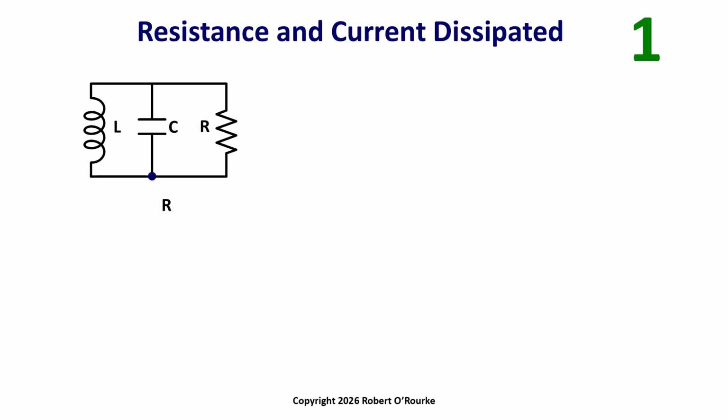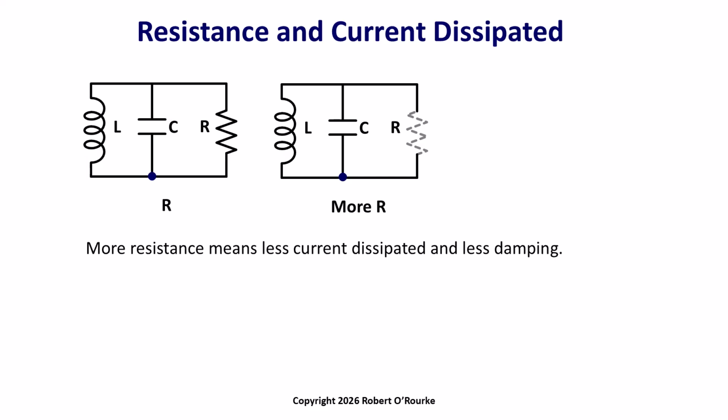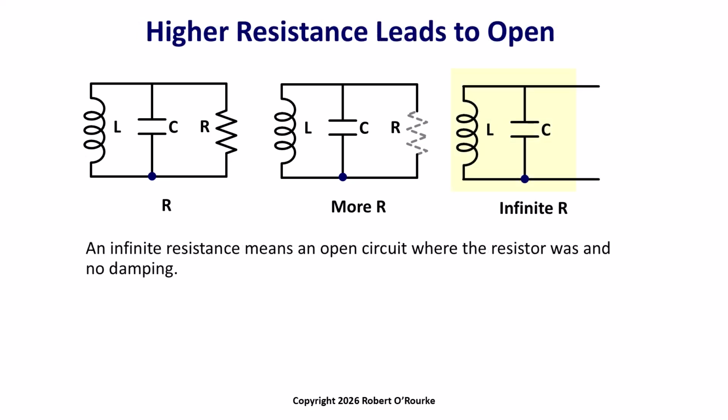Let's look at resistance and damping from the schematic point of view. As resistance in the parallel RLC circuit increases, less current goes through the resistor, which means more current oscillating between the capacitor and inductor. Less current being dissipated means decreased damping. In the extreme of high resistance, the resistor effectively disappears, leaving an open circuit and an ideal undamped LC tank circuit.